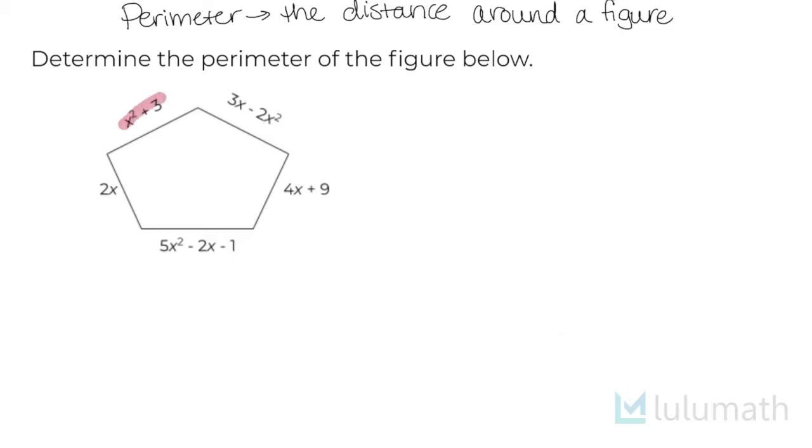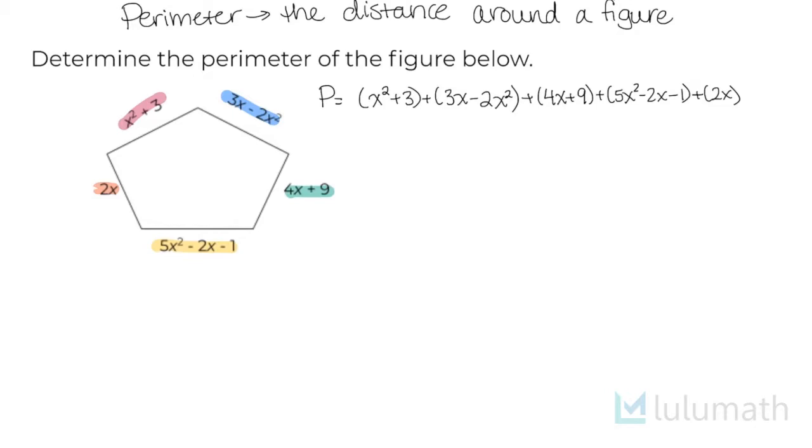We've got x squared plus 3, 3x minus 2x squared, 4x plus 9, 5x squared minus 2x minus 1, and 2x. So here our perimeter will be equal to all of our distances added together, or the sum of all the sides. Now, because it's addition, I don't need these sets of brackets anymore, so I can just write this all out in one line without the brackets.